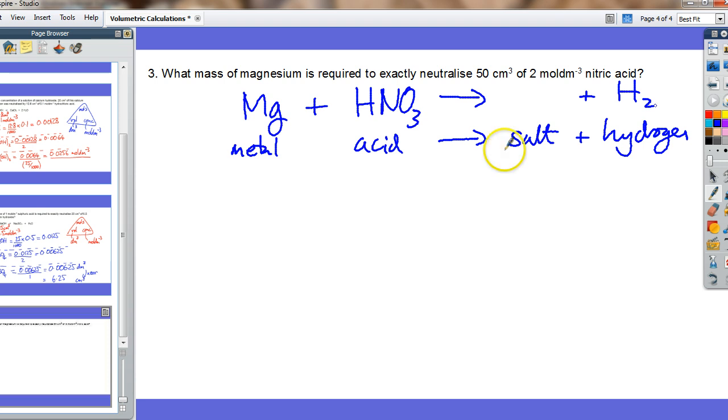Now the question you hopefully are asking yourself now is, well, what actually is a salt? And in an earlier tutorial we covered the fact that a salt is an acid that has had the hydrogen ion, or the hydrogen, removed, and that hydrogen has been replaced with a metal. So the name of the salt we're producing here is magnesium nitrate.